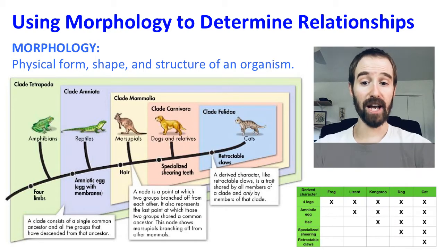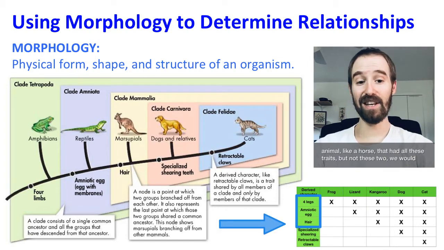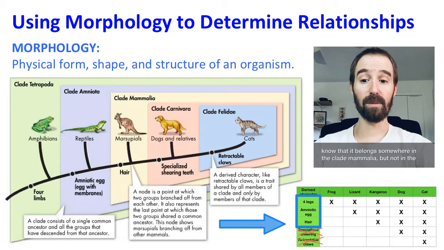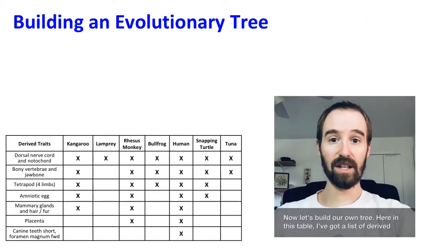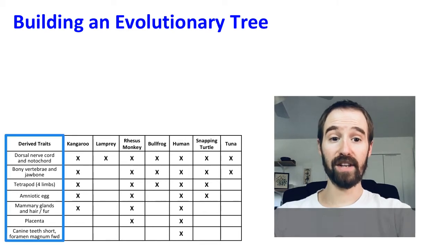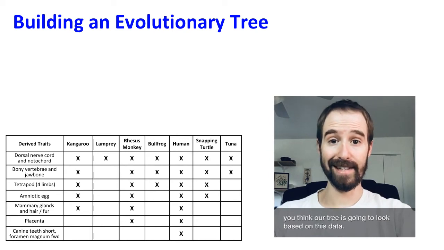If we had another animal, like a horse, that had all these traits, but not these two, we would know that it belongs somewhere in the clade Mammalia, but not in the clade Carnivora. Now let's build our own tree. Here in this table, I've got a list of derived characters, and the X's indicate which organisms possess these traits. Take a second to pause and make some predictions about how you think our tree is going to look based on this data.